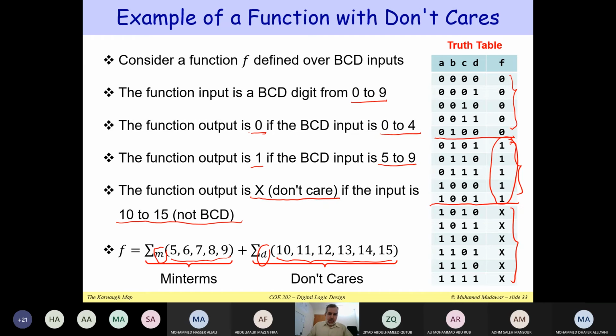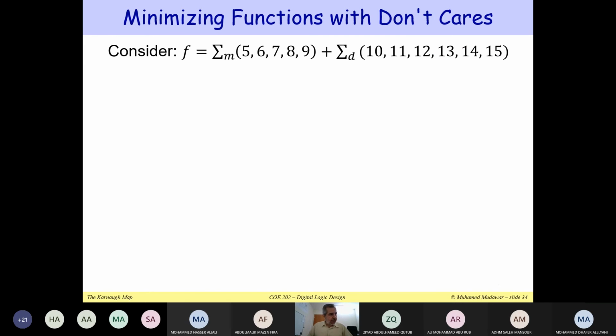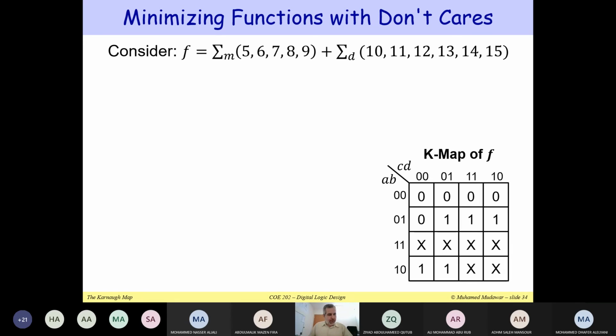Now, let us take this function that we have seen in the previous slide, and let us use the Karnaugh map to minimize this function to obtain a minimal sum of product expression for this function. So I'm going to draw the Karnaugh map. Now notice that I'm showing the zeros, the ones, and also the don't cares inside the Karnaugh map. So this is 5. This is 6. This is 7. The output is 1. These are the minterms. This is 8. This is 9. So these are the ones of the function.